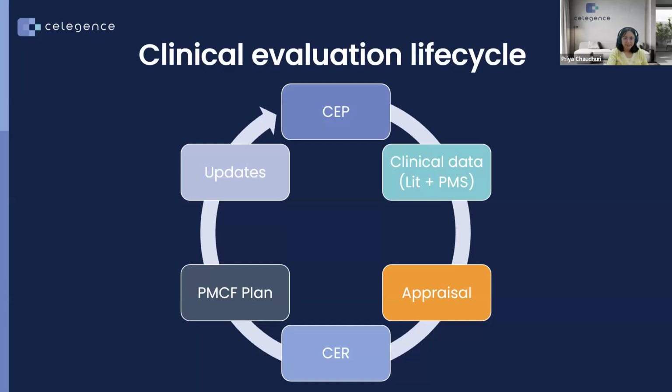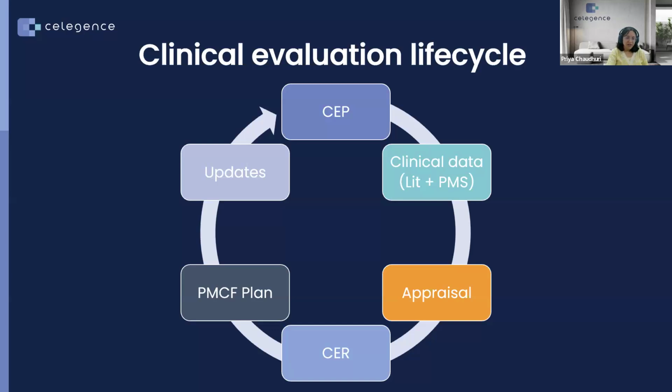And then everything gets synthesized into the report, which is the clinical evaluation report, which summarizes the evidence. It assesses the benefit-risk balance. It aligns with the GSPRs in Annex 1 and clearly documents the conclusions and limitations.